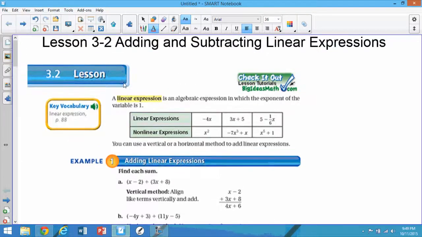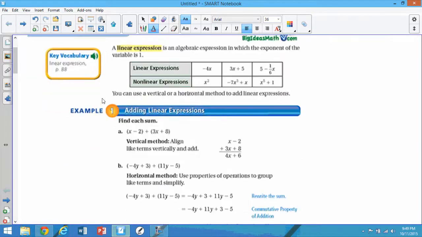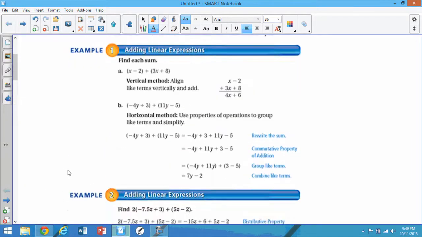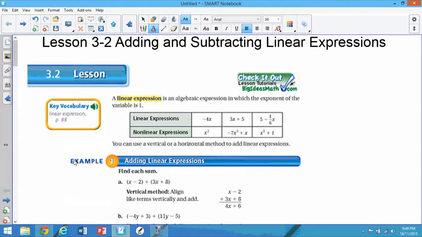Okay, this is chapter 3, lesson 2, adding and subtracting linear expressions. So I need you to open up your book if you're not already. Open to page 88. So open up your book to page 88.